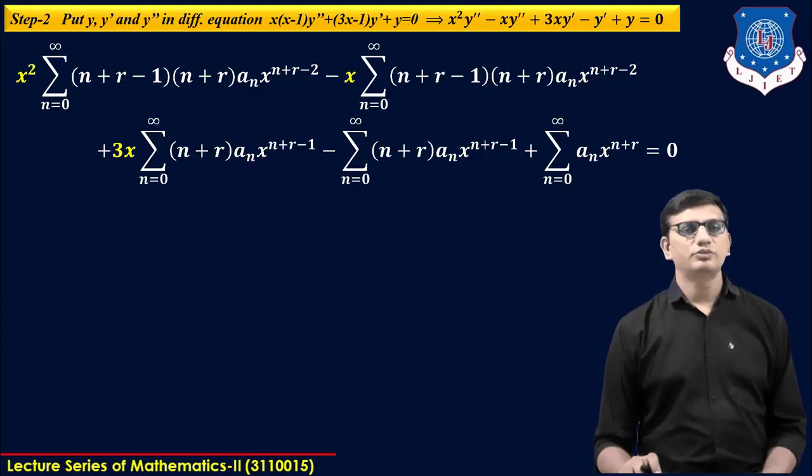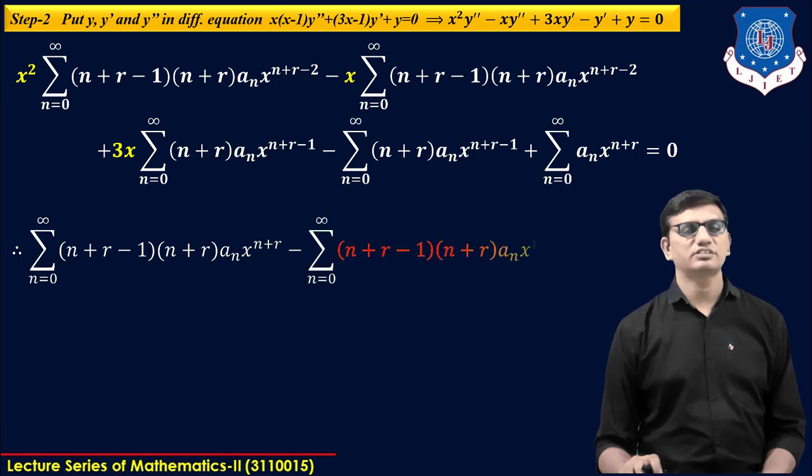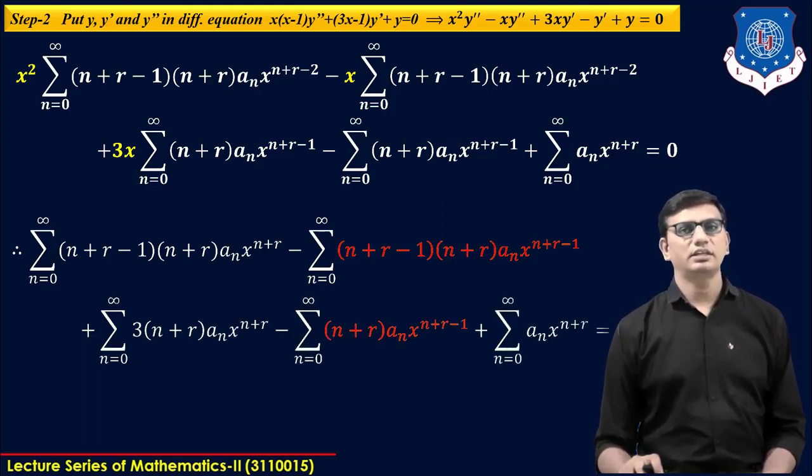After multiplying the coefficients x square, x and 3x inside the summation, we get sigma n equal to 0 to infinity n plus r minus 1 into n plus r an x raised to n plus r minus sigma n equal to 0 to infinity n plus r minus 1 into n plus r an x raised to n plus r minus 1 plus sigma n equal to 0 to infinity 3 n plus r an x raised to n plus r minus sigma n equal to 0 to infinity n plus r an x raised to n plus r minus 1 plus sigma n equal to 0 to infinity an x raised to n plus r equal to 0. In the second and fourth summation, we have a power of x as n plus r minus 1.